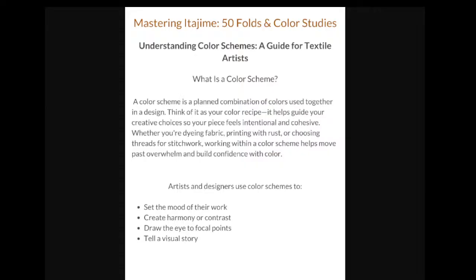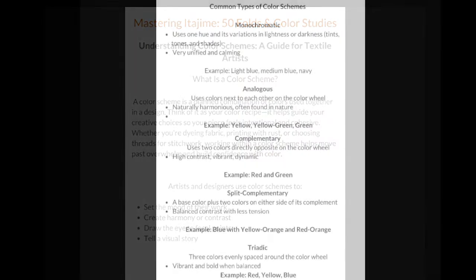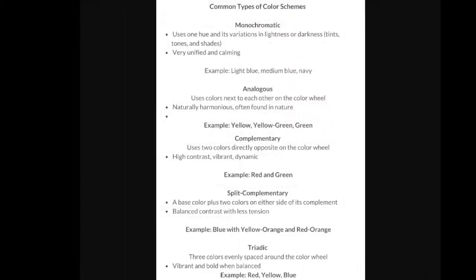Now let's take a look at some of the different types of color schemes. There are a number of different types, and I don't have them all here, but these are some of the more common ones. The first one is monochromatic, and that's where you use one color and have different varieties of lightness and darkness and values in that color. So this can be very unifying and it has a very calming effect. So think of light blue, medium blue, and navy blue. All blues, but they're different variations of that blue color.